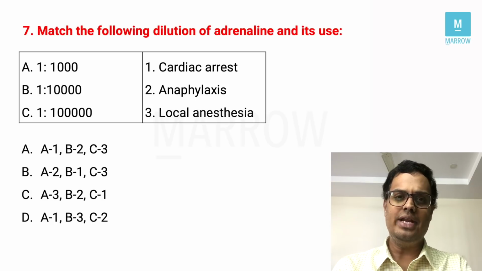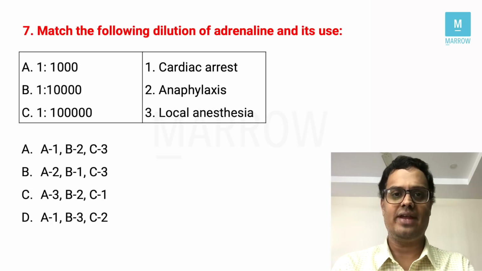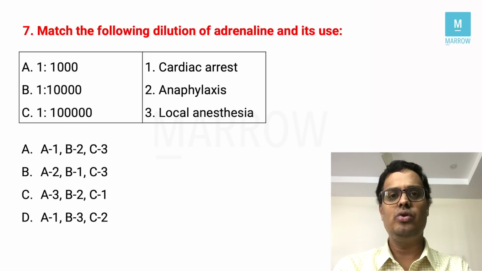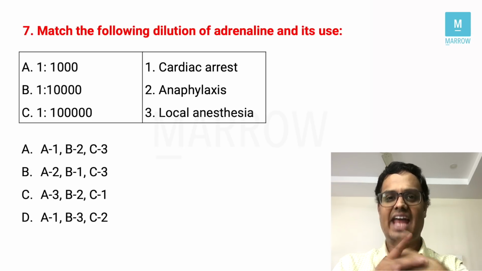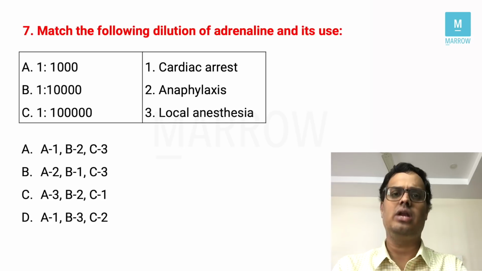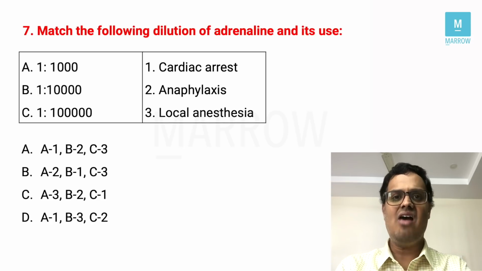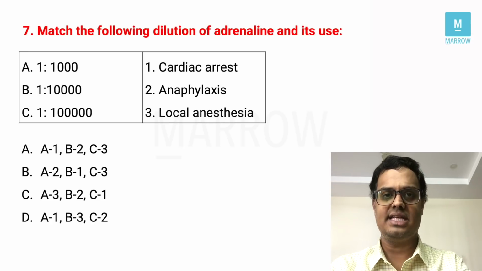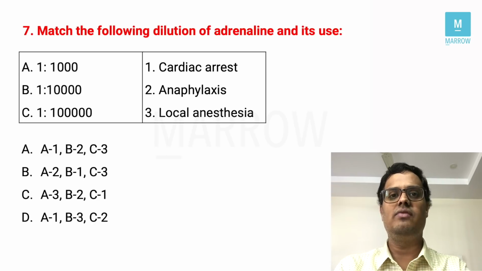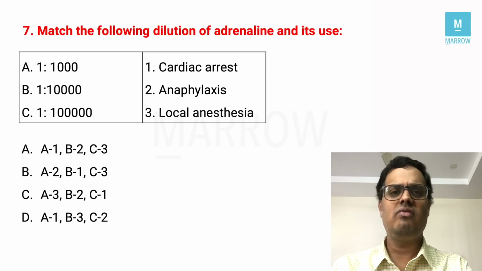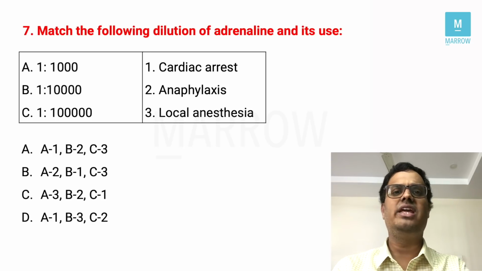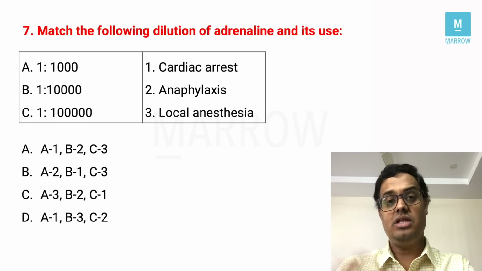So what about 1:1000? I said in the chapter of anaphylaxis that when a patient does not have an IV line and we have a severe anaphylaxis in a patient, we take 0.5 ml of 1:1000 dilution of adrenaline and we give it subcutaneously. So this will also help.